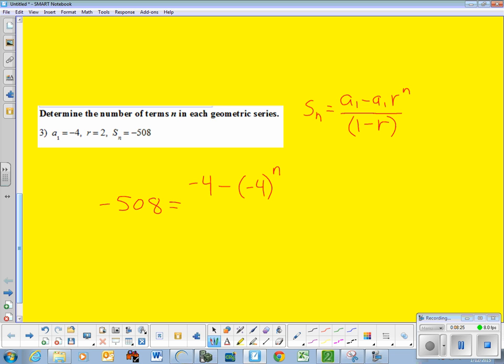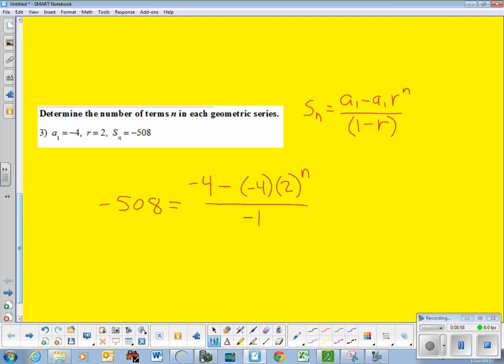I'm going to put that -4 in parentheses, because there's a minus sign, and also because I need to make sure that negative gets raised to the power. I need a1 times r to the n. So let's make that -4 minus -4 times 2 to the n, all over 1 minus 2. I'm just going to go ahead and make that the -1.